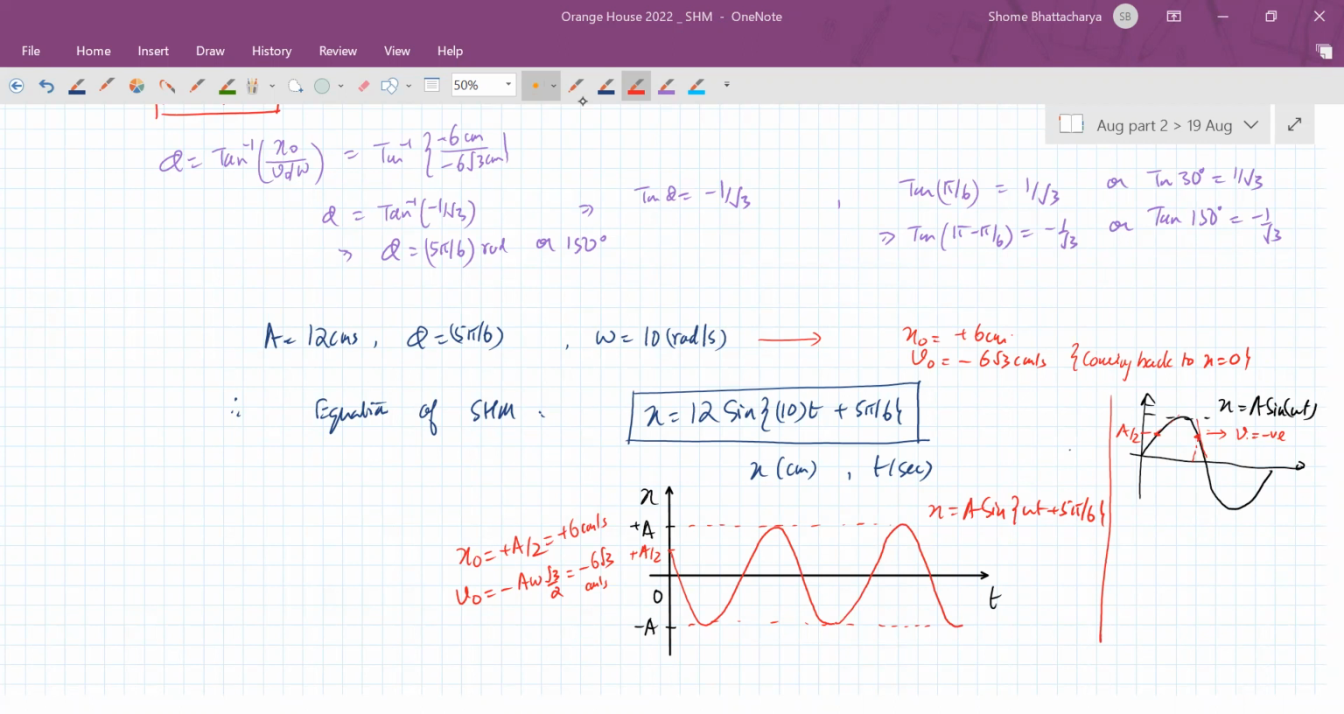See the difference between the graph of A sine omega t and the graph of A sine omega t plus 5 pi by 6. The starting point has got shifted now. Is it clear, Rahil?